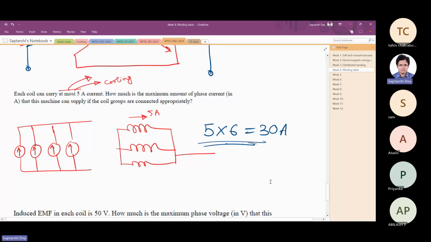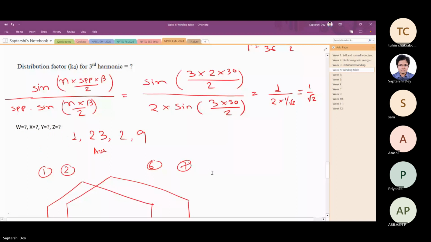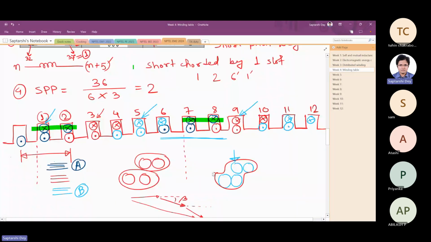Have maximum current. Now, two coils of one group that are now highlighted in green, they are connected in series, so the current through them has to be the same, but the voltages will be different. Why?